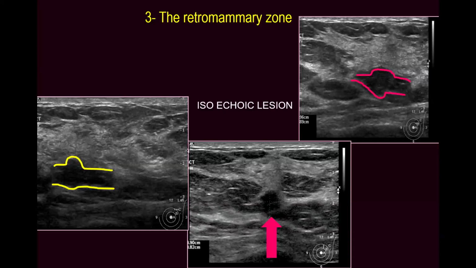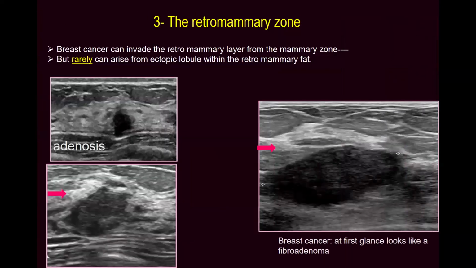in the retromammary fat. But if you look, part of the lesion is within the mammary region and extending into the retromammary fat. As you know, this is one of the forbidden areas of the breast cancer. So we have to be cautious while scanning, adjust our machines very well. We have to look carefully for the retromammary area throughout the breast.